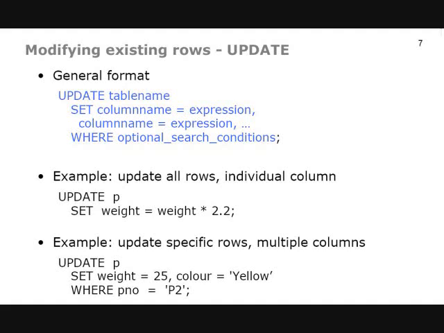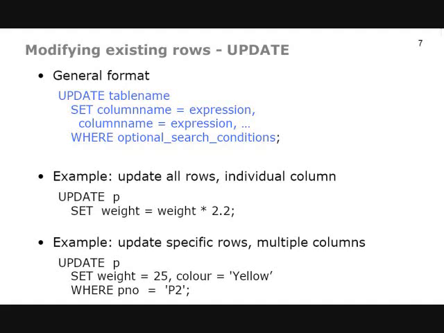So the next thing that I might want to do, once I know how to insert data in a table, is to update a table. That means that when the data already exists in the table, I can modify it in some way. For that, the general format is update table name, set column name equal to expression, column name equal to expression, so I can update more than one column at a time, as many as I like, where optional search conditions. If I don't have optional search conditions, the update applies to every row in the table. If I have optional search conditions, the update only applies to the rows that meet the particular condition.